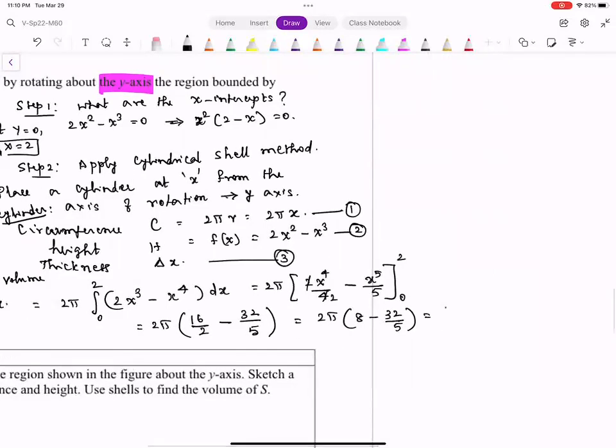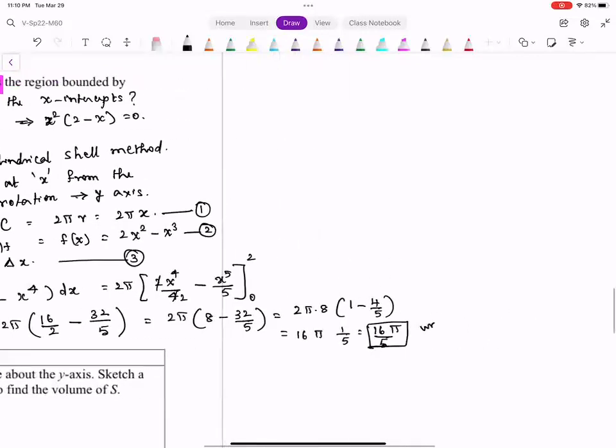8 can be taken as a common factor. 2 pi times 8 times 1 minus 4 over 5. So it is 16 pi times 1 over 5, so it is 16 pi over 5. That is the volume. Volume is in units cubed, or cubic units. So that is the volume when this curve is rotated about the y-axis.